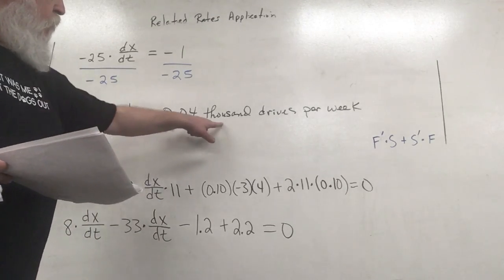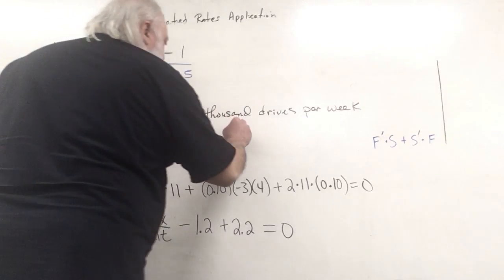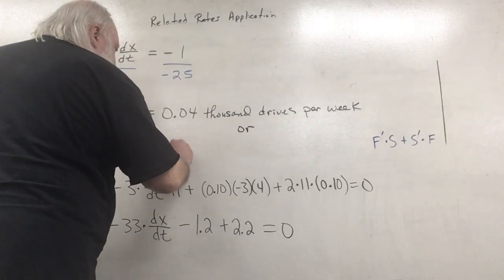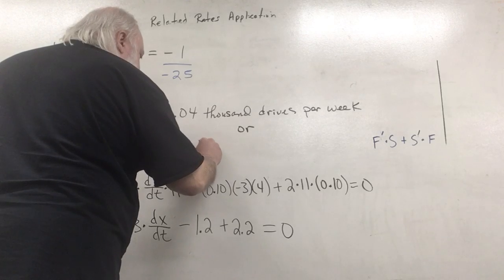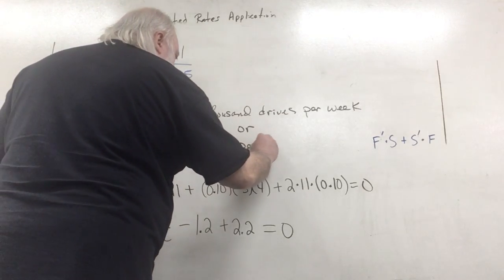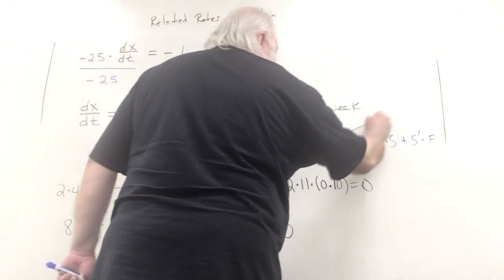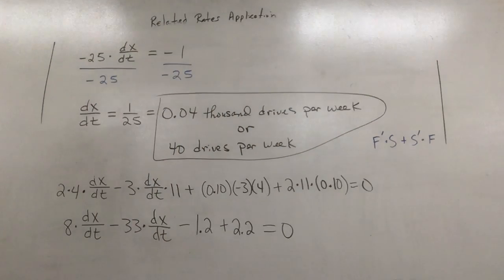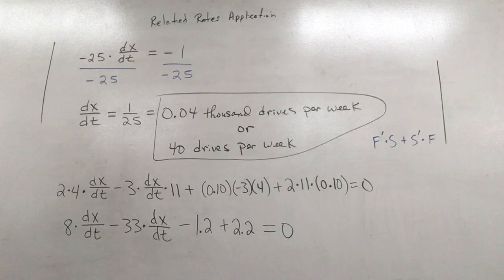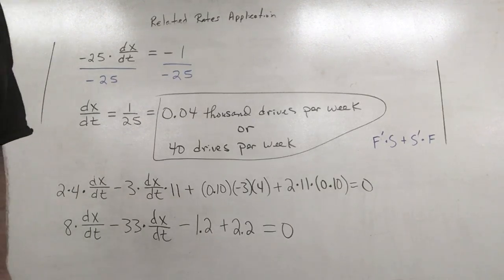And if I multiply 0.04 times 1,000, I get 40. So the rate of change can be written as 40 drives per week. Okay. And we're done. Okay? That's how fast the supply of drives is changing when the price per drive is $11, the quantity supplied is 4,000 drives, and the wholesale price per drive is increasing at the rate of 10 cents per drive each week.